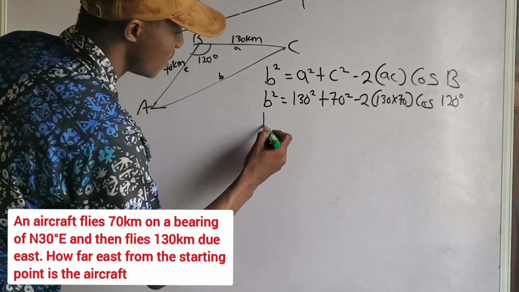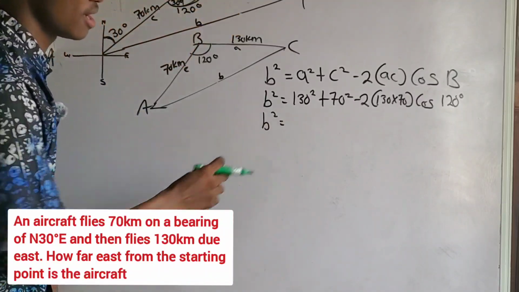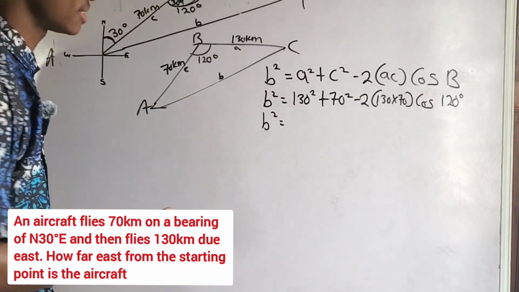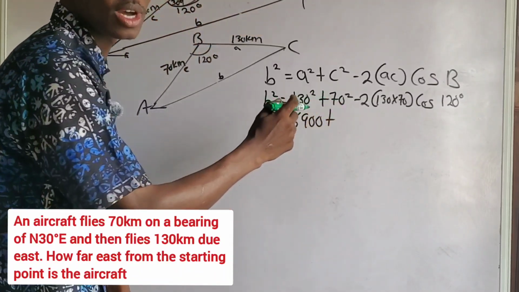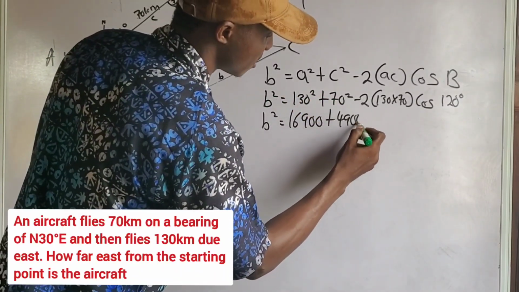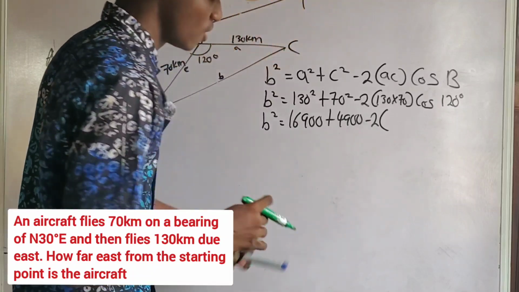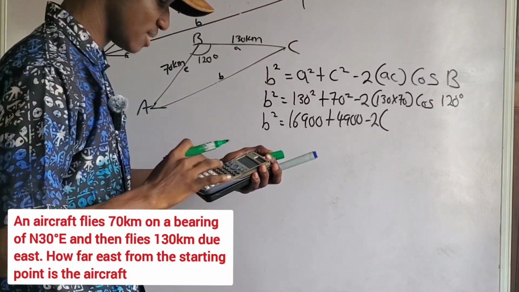I'm going to have b squared is equal to 130 squared, which is 16,900. Then 70 squared is what? 4,900. Minus 2 multiplied by 130 times 70.